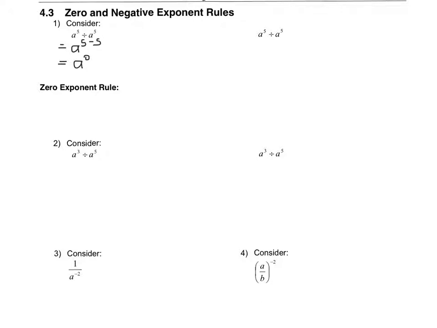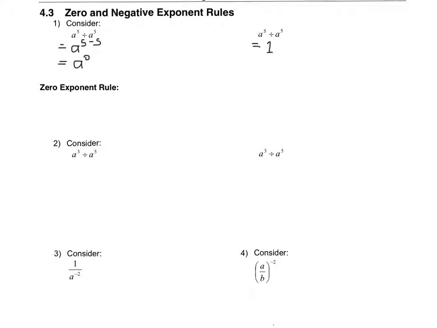So the question is, what does that actually mean? Well, let's think about it over here. If I have a to the exponent of 5 divided by a to the exponent of 5, we know from previous work with division, any number divided by itself will always just equal 1. It goes in one time. So for example, if we had 7 divided by 7, it would equal 1. If we had 54 divided by 54, the answer is 1. If we have negative 233 divided by negative 233, the answer is 1.